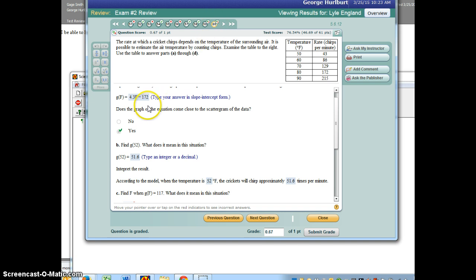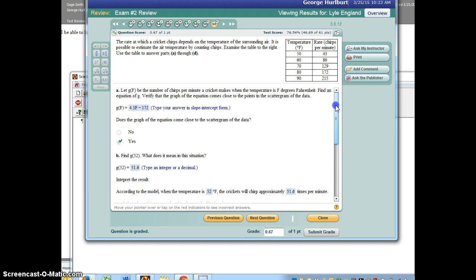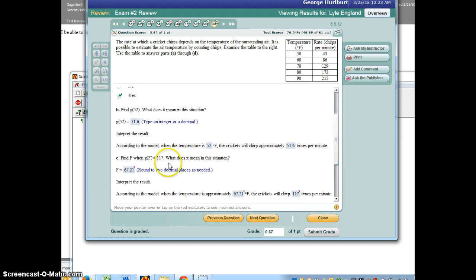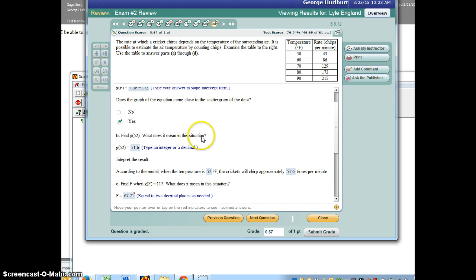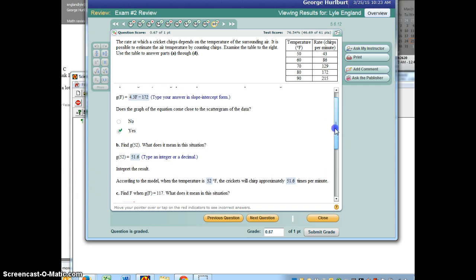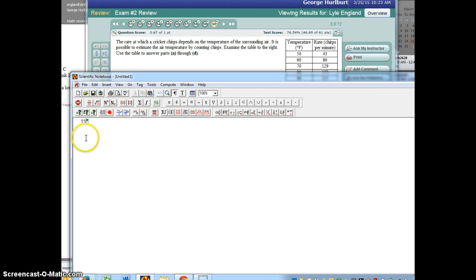Okay, next we had 60 part C. In 60 you found this function, which looks correct. And then part C says find f when g of f is 117. All right, so again, we're going to go back up to our function here. Looking at our function, we have 4.3f minus 172. They're asking you to find the f number, and they're giving you the g number. So we're going to take 117, plug it in right here, and then solve.